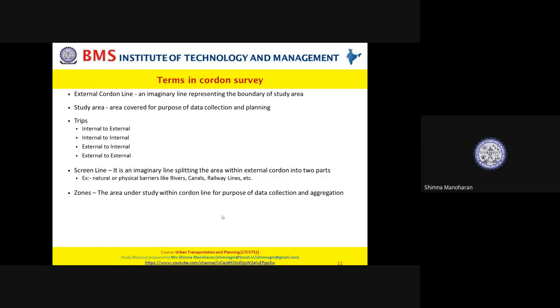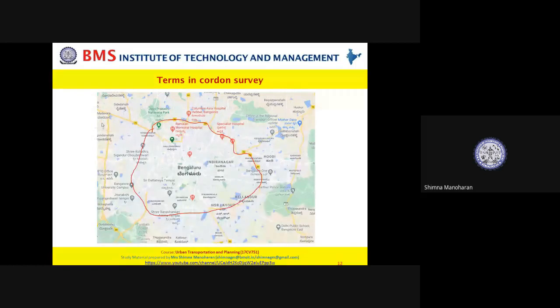Then you have the screen line. The screen line, as I have told, is an imaginary line that splits the area into two parts. Here you have a natural barrier like a river or a canal, or a physical barrier like a railway line, etc. And zones are the area within the cordon line, which is used for data collection and aggregation. Trips: we will first explain what a trip is, and then we will see what internal to external and internal to internal are.